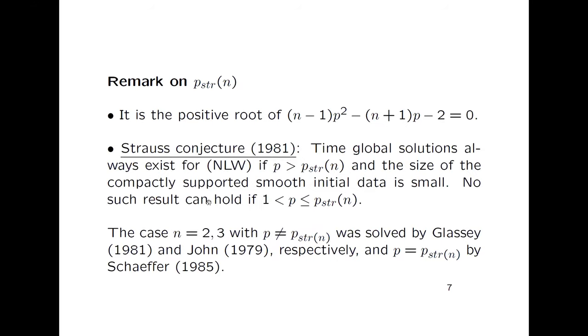And no such result is true otherwise. This was a conjecture as of 1981, but it is not a conjecture anymore. It has already been proved affirmatively. So if we expect the existence of a strong global solution, then p must be greater than this number. This is our situation.